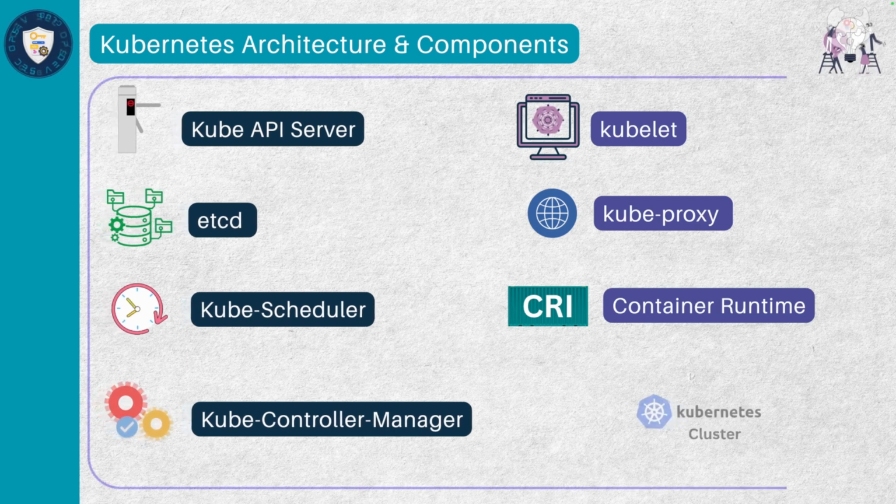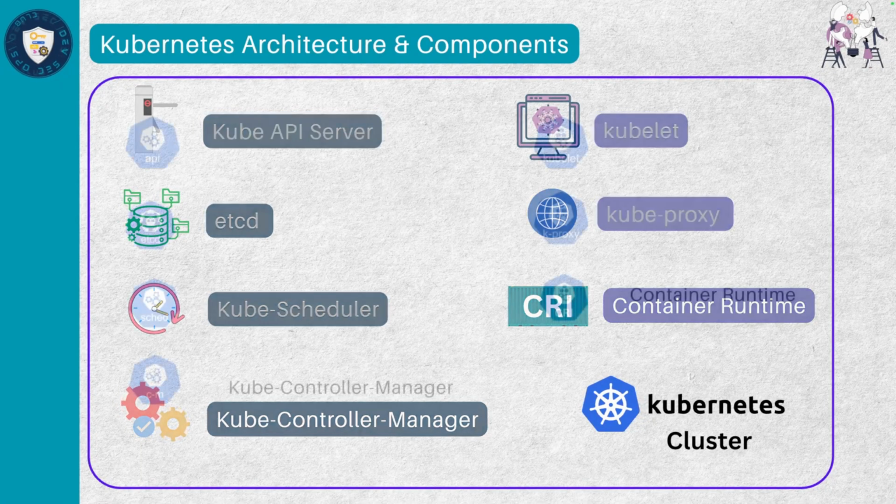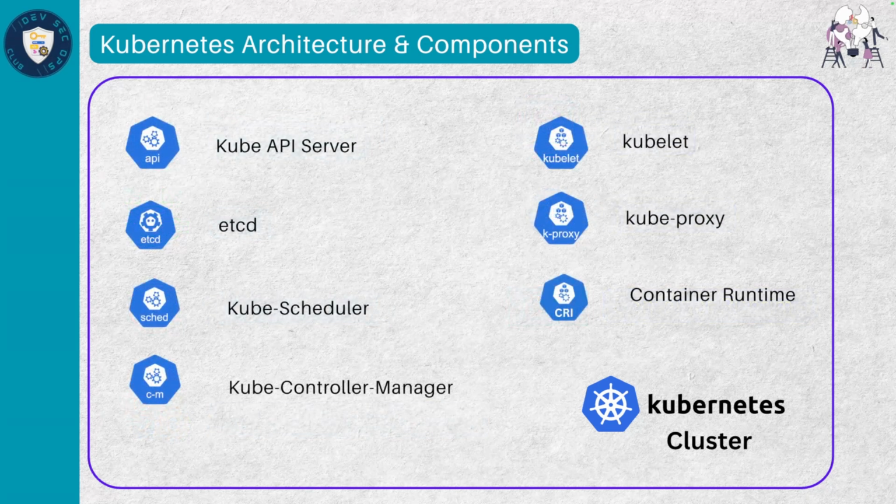Okay, and all these 7 components all together form a Kubernetes cluster. If you see any architecture, or when you work as a DevOps engineer and your architect prepares a diagram, it's a very common practice, instead of writing the name, because architecture diagrams are really big.